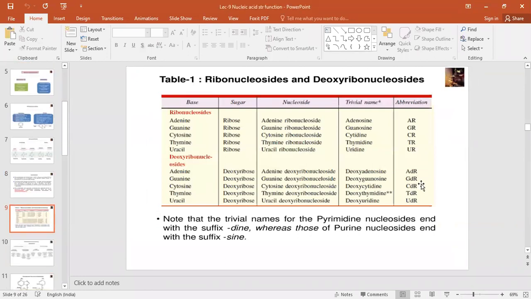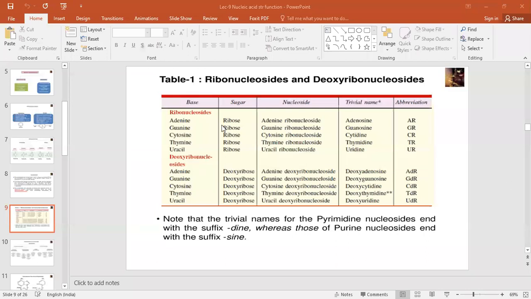Yes, these are the examples of the ribonucleosides and the deoxyribonucleosides. There are trivial names and abbreviations for these nucleosides. Ribo means the ribose sugar is attached to the nitrogenous base. Deoxyribose means the deoxyribose sugar is attached to the nitrogenous bases.